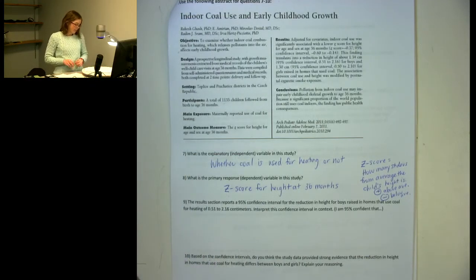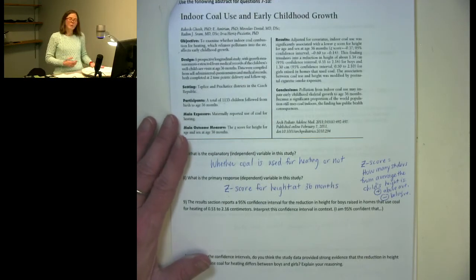Question 9 says that the results section reports a 95% confidence interval for the reduction in height for boys raised in homes that use coal for heating of 0.51 to 2.16 centimeters. We want to interpret this confidence interval in context. Remember that in general, a confidence interval is an interval that we're 95% confident includes the true value of the population parameter that we're trying to estimate. So we need to think about what the population of interest is here before we can interpret the confidence interval, and also what the parameter is that we're trying to estimate for that population.